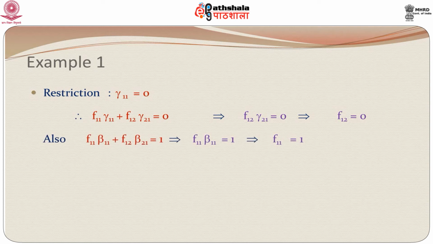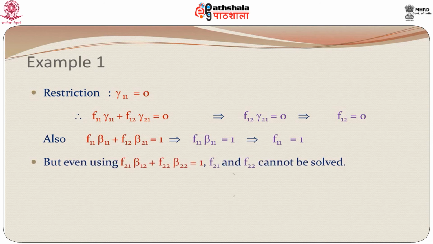Also, remember the condition we had from β11 equal to 1, the corresponding condition in FA was F11 β11 plus F12 β21 is equal to 1. And now, F12 equal to 0 really means that F11 β11 is equal to 1, but β11 equal to 1 means F11 is equal to 1. But even if you have the second condition of β22 equal to 1, translating to F21 β12 plus F22 β22 equal to 1 in the FA matrix, we cannot solve for F21 and F22.